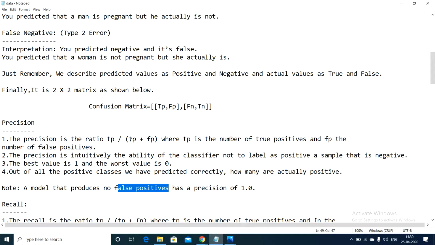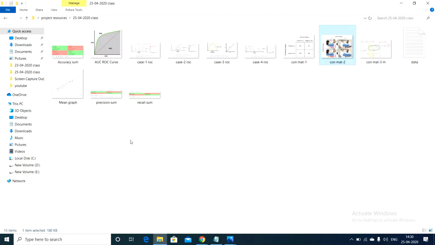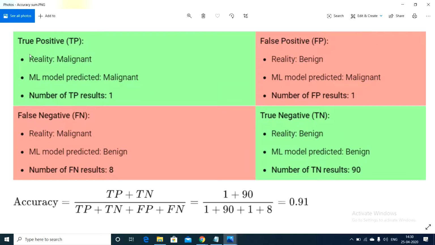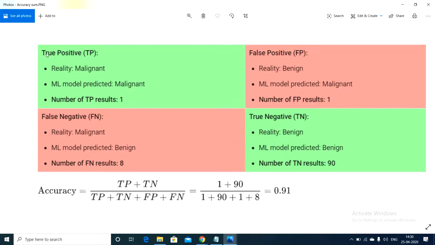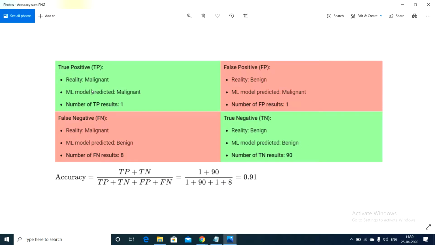Let us see an example of how to calculate precision. Before that, let me give you an example. Let us take breast cancer prediction as an example. In reality it is malignant, which means class 4, and the model also predicted it as class 4. If this is the case, we call it a true positive.